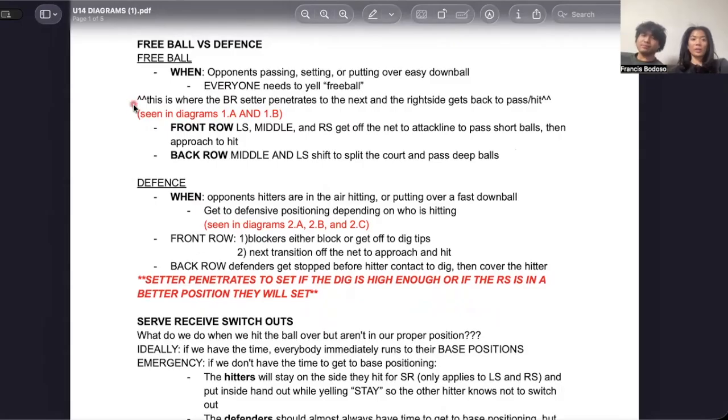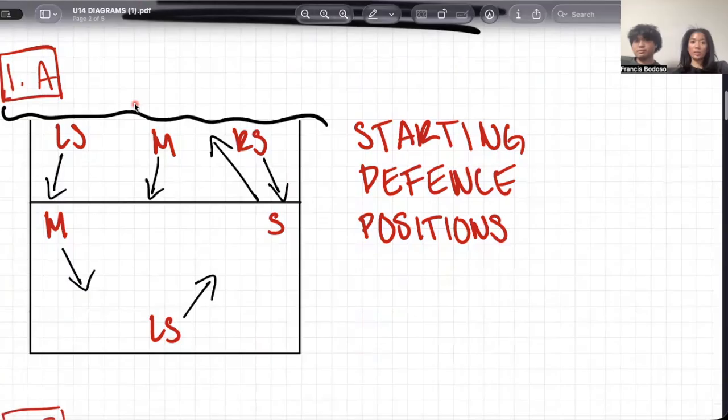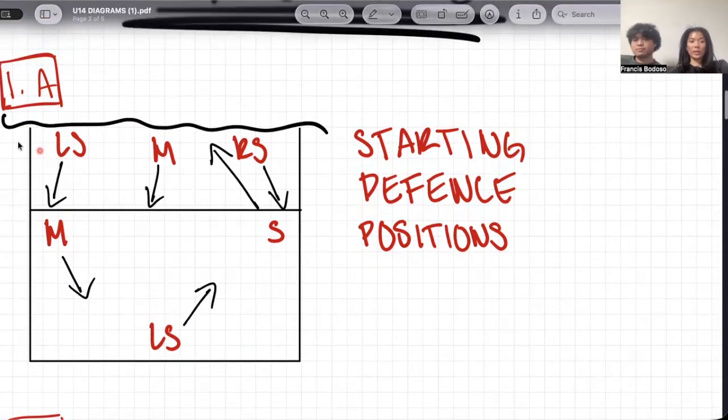So our back row setter is going to penetrate into two and a half front row. Our right side is going to come off on the outside of them, get ready to pass, and that's that setter right side switch. While that is happening and the right side is coming off the net, the left side and the middle are also coming off the net, which we can see here. So this is diagram 1A. I don't know if you can see this, but I'm going to move it over. Cool. So this is your starting defensive positioning.